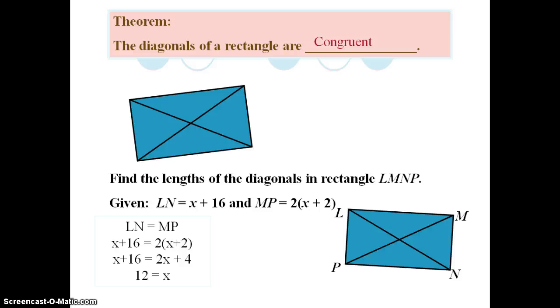It says find the lengths of the diagonals, so I'm not finished with this problem. You would then need to plug in your answer to find the actual lengths. So LN is going to be 28 and MP is going to be 28. You should get the same answer for both these because they're supposed to be congruent. So if you are ever doing a problem with a rectangle and you don't get the same answer for each diagonal, you need to go back and check your work.